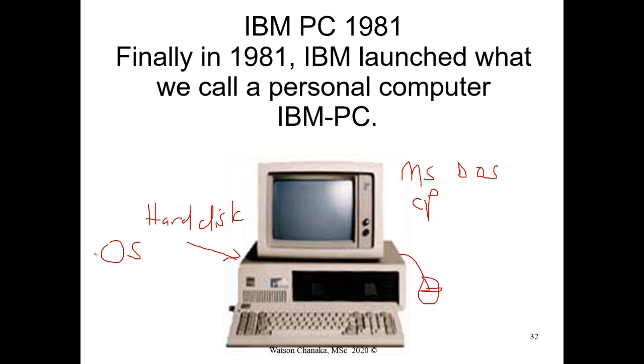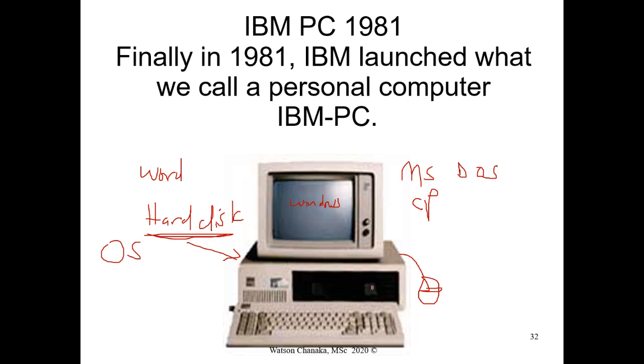Nowadays we have Windows 10. Switch on the button, you're going to see here Windows 10. So it means that is the operating system. Where is it? It's stored inside the hard disk. So it's going to load all the programs. Okay, I want to open Microsoft Word in my computer. Where is it stored? In the hard disk. So the hard disk stores all the programs which the user needs to use.